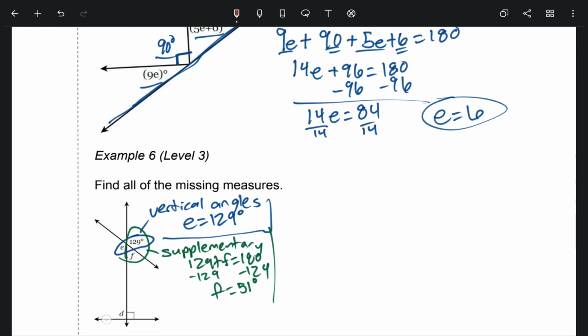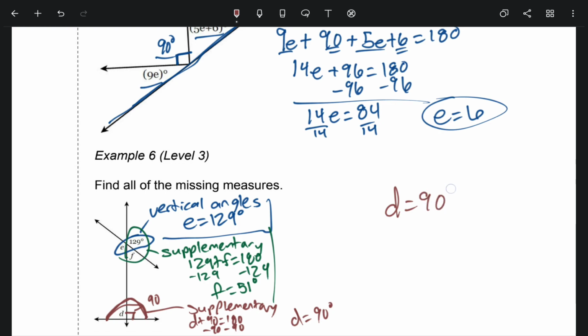Last but not least, we have D down here, and notice D is also supplementary with this right angle here. This is 90 degrees, so both of these angles are supplementary. So we get D plus 90 equals 180. Minus 90 from both sides. We get D equals 90 degrees. Nice. So D equals 90 degrees. E equals 129 degrees. And F equals 51 degrees. And that is it.